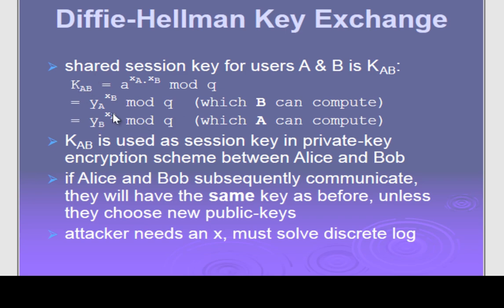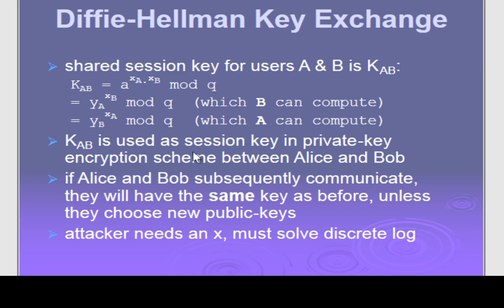The same calculation is done by A. He calculates on B's public key, that is YB power XA, his private key, YB power XA modulo Q. So if they calculate these values, both of them will get the same value. That value is KAB. Because both of them have the same value, they use that value for confidentiality, for encrypting any messages.